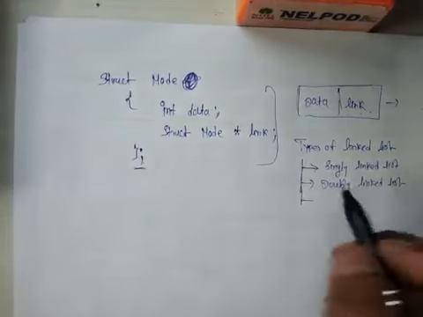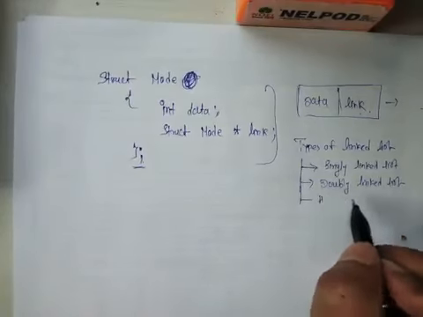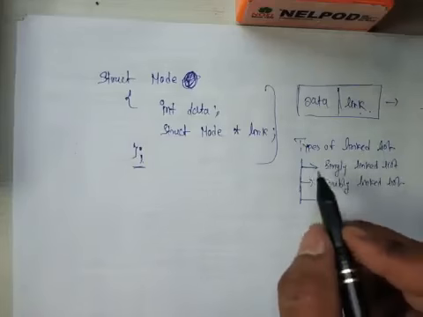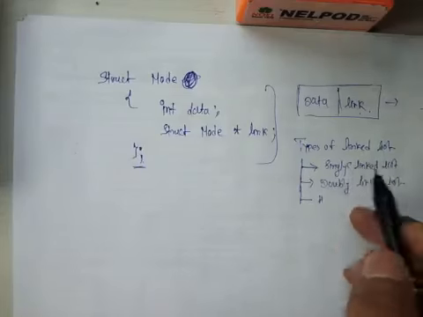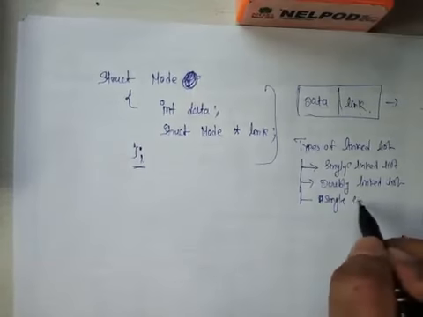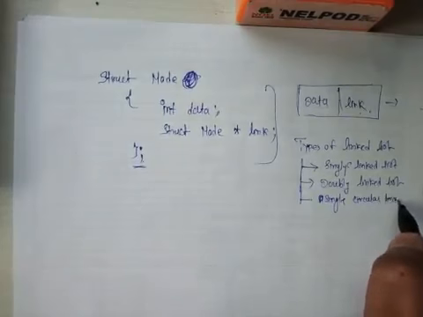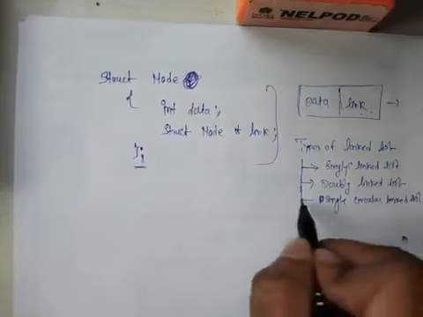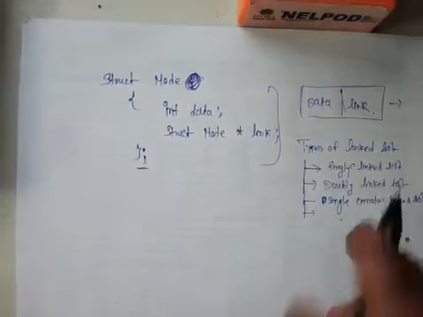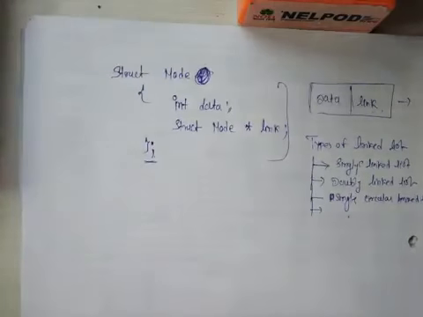Then the next type is the headed linked list or header linked list. Then the next type of linked list is singly circular linked list. Then another type is doubly circular linked list. So these are the basic types of linked list that we are going to cover in our syllabus.